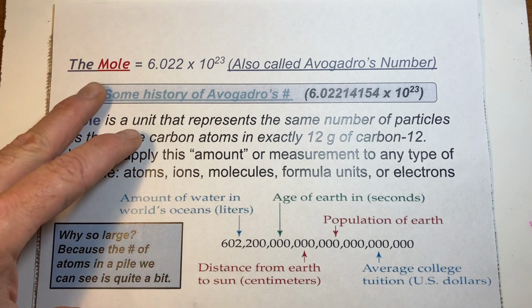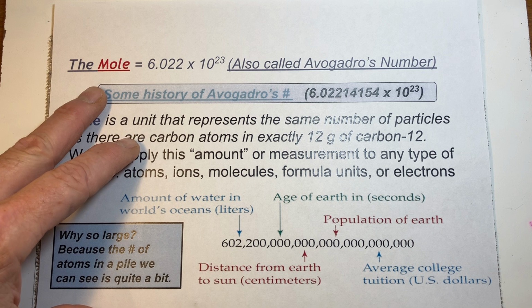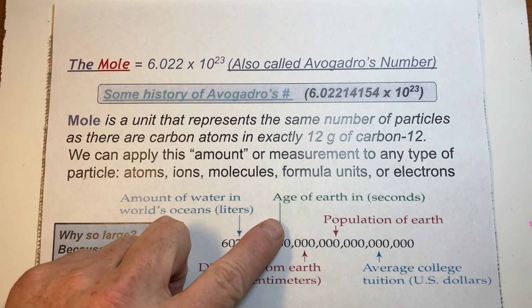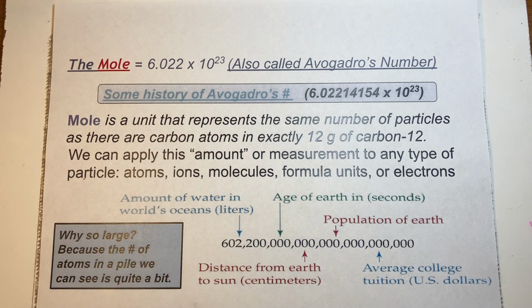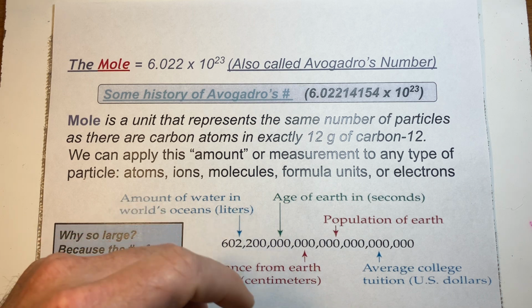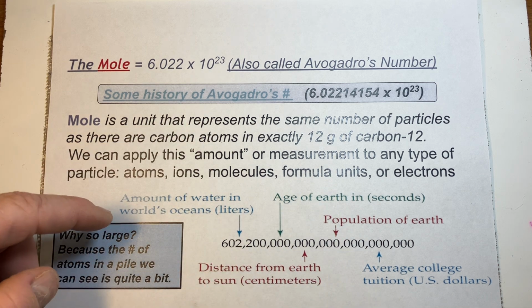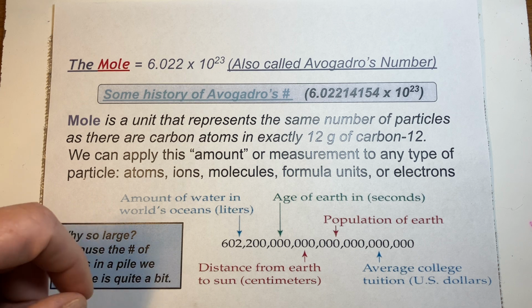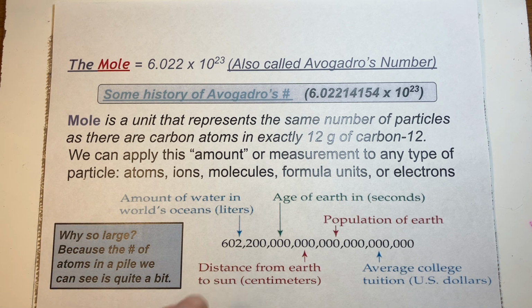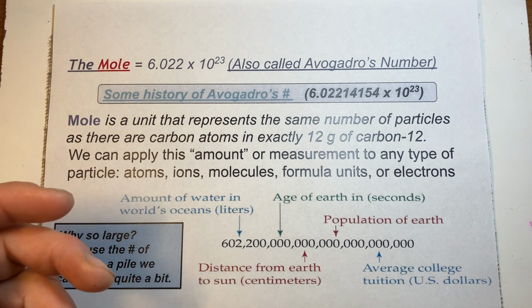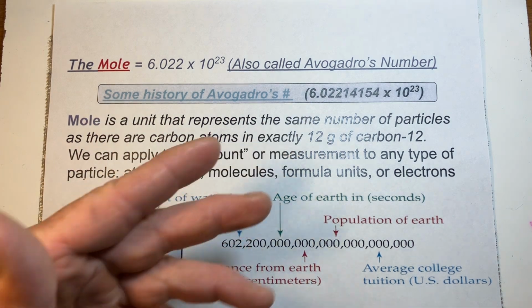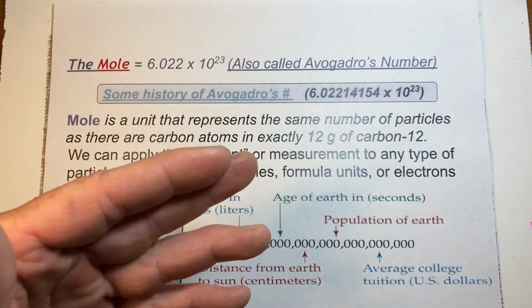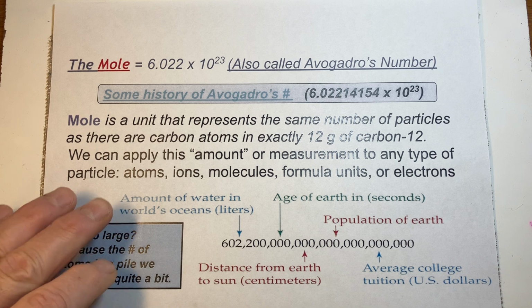And to get a sense for how large 6.02 times 10 to the 23rd is, it's more than the age of the Earth in seconds. And remember, the age of the Earth is 4.5 billion years, counting from after Theia hits and it cools. It's way past the population of the Earth, even past the amount of water in the world's oceans in liters. It's 2 places past that. And again, why so large? Because the number of atoms in any pile that we're trying to see has to be near that level. Maybe not exactly that number, but 1/1000th of that or 1/100th of that to even see it.